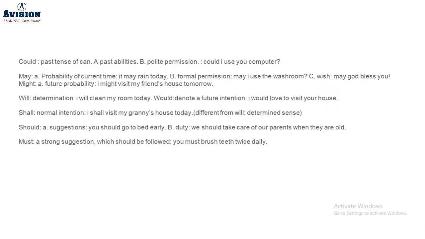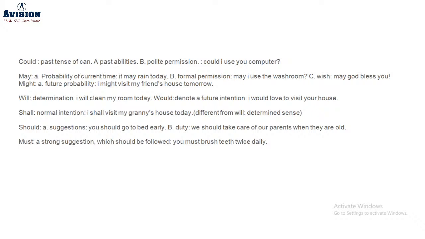And also for any desire or wish, may God bless you. When someone blesses us, it expresses their wish. So in all these cases we will use may. And the other form of may, which is might, that's the past tense.